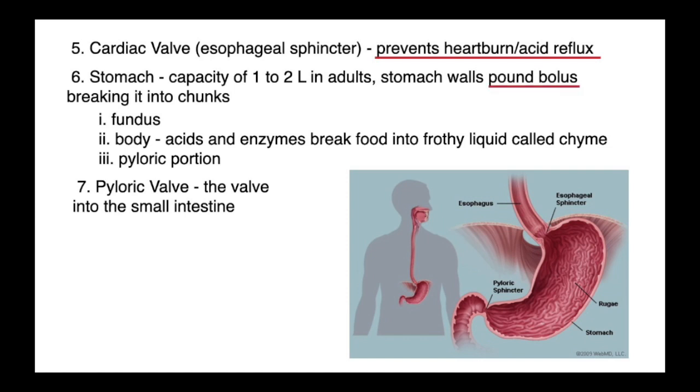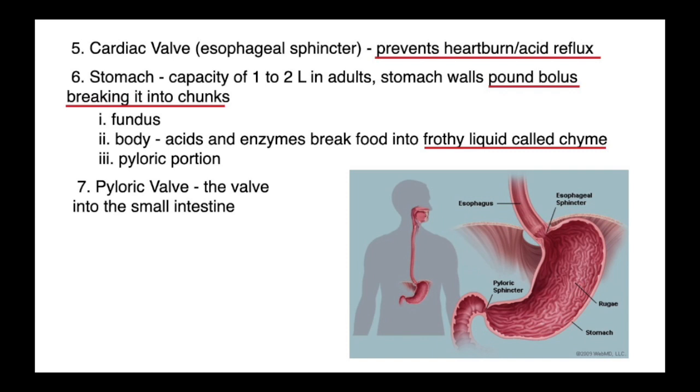The stomach has a capacity of 1 to 2 liters in adults. Stomach walls pound the bolus, breaking it into chunks. So your stomach sort of punches your food and continues breaking it. Okay. Then the stomach is kind of divided into 3 parts. The fundus is the first part, then the body, then the pyloric.